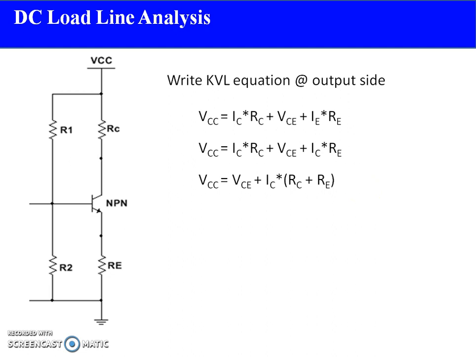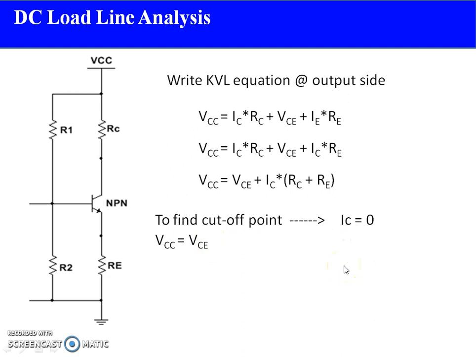So if you need to find the cutoff point for the DC load line in this expression, you need to keep IC equal to 0. So to find the cutoff point, keep IC equal to 0 in the above expression, which in turn produces VCC equal to VCE. So this is called the VCE cutoff. From this expression I can derive that VCE cutoff is equal to VCC. So this point is called my cutoff point.